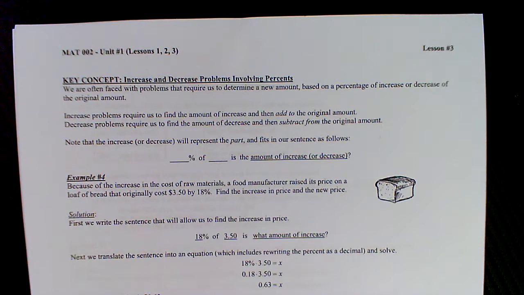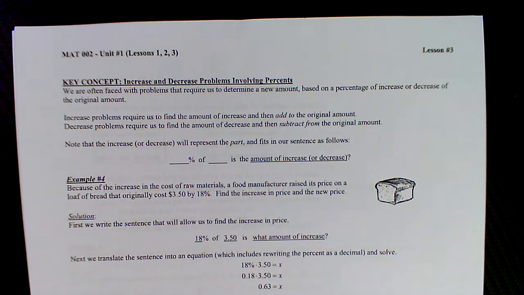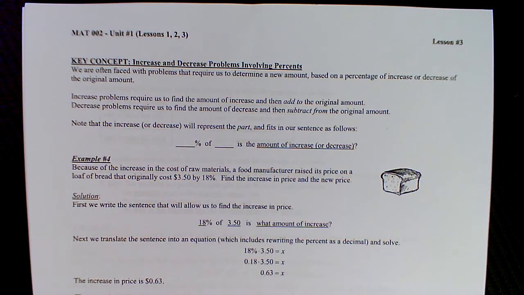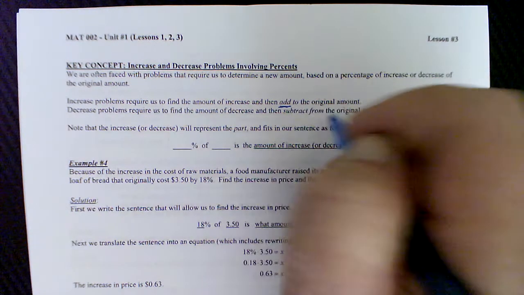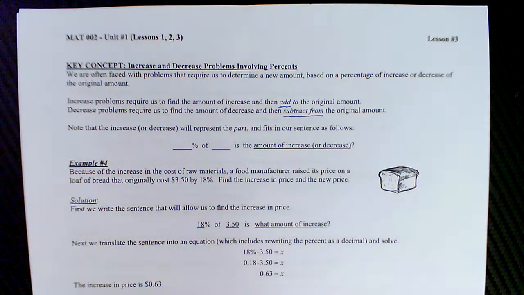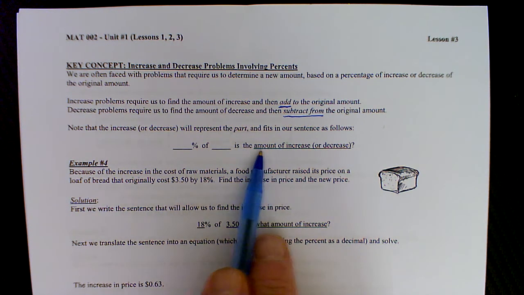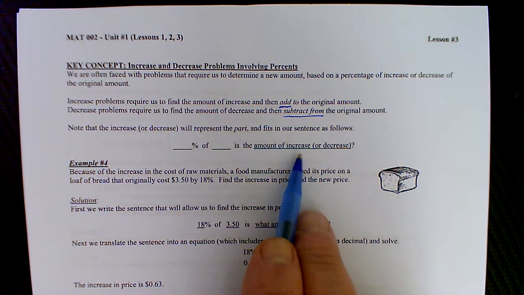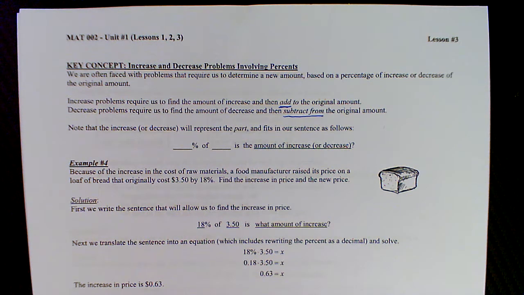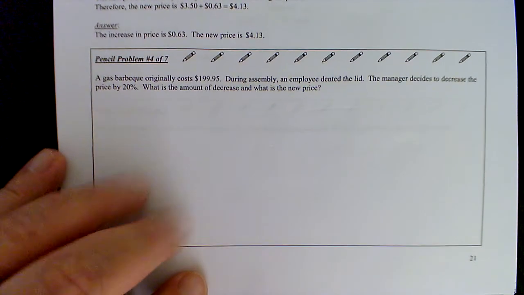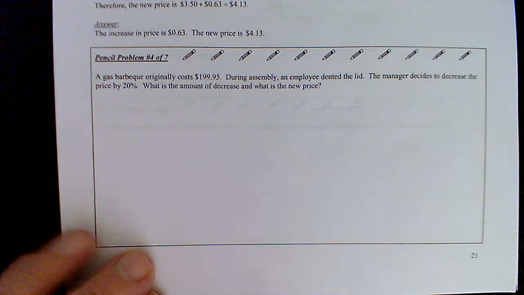Okay, so the next thing is a new concept, increase or decrease. Nice thing about these problems is they intuitively make sense. If we're talking about an increase in the price, we're going to add to the original price. And if we talk about a decrease in the price, we're going to subtract from the original price. So that should be pretty obvious. Also, when we write out our sentence, blank percent of blank is blank, the part is always going to represent the amount of increase or decrease. So that makes it pretty simple. Because you can see in the example, and we'll deal with the pencil problem, basically just comes down to a multiplication of the percentage times the base, and either adding or subtracting to the original price.